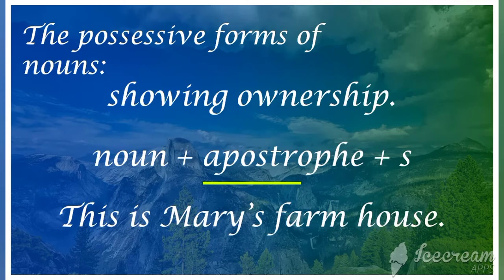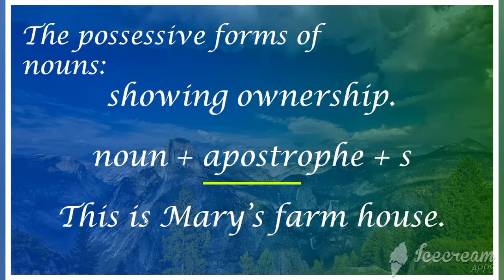So, the possessive form of nouns. What is meant by possessive? You all know, right? Possessive means showing ownership. Ownership means this is mine or this is hers, telling who is the owner of the particular noun. That is possession. Possession can be made in two forms. The first form is noun plus apostrophe plus s.